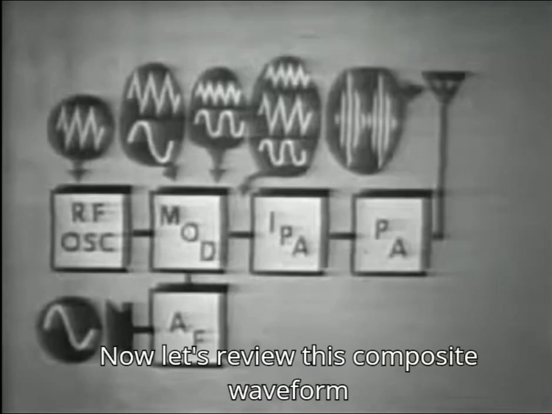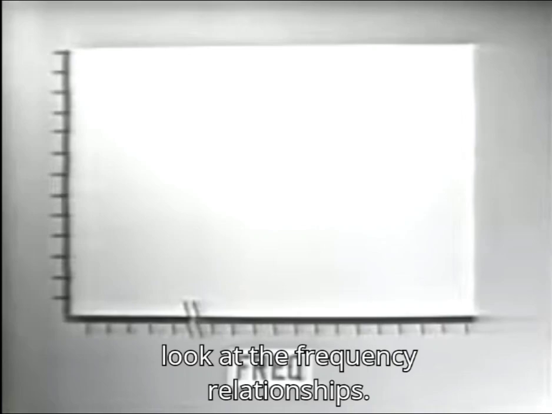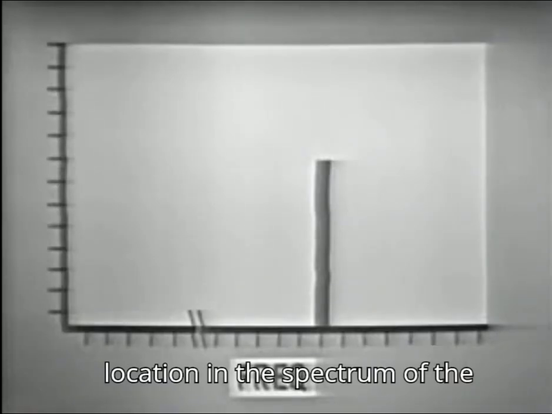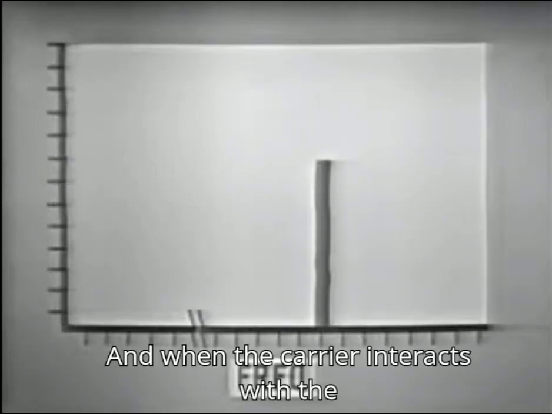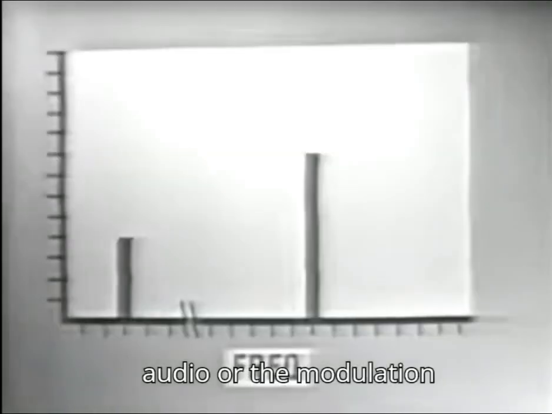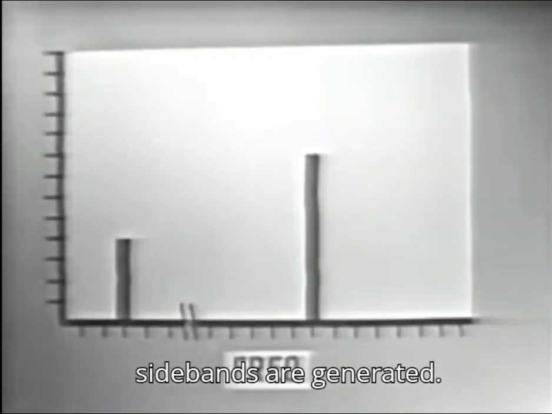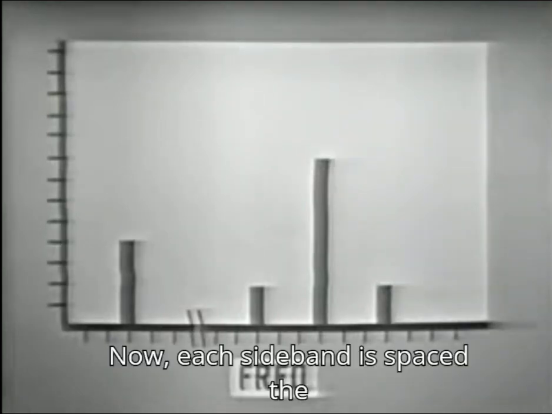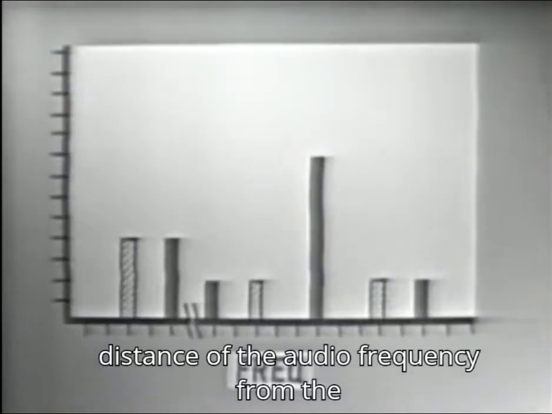Now let's review this composite waveform for just a moment. First, let's look at the frequency relationships. The carrier frequency determines the location in the spectrum of the transmitted signal. And when the carrier interacts with the audio, or the modulation frequency, the two sidebands are generated. Now, each sideband is spaced the distance of the audio frequency from the carrier.